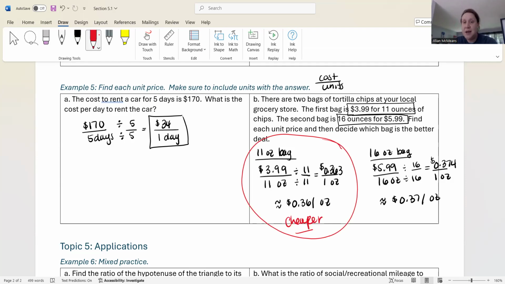So that is how you do a better buy comparison. Determine which one's the better deal. Just simply find the unit price and figure out which one has the lower unit price. Okay, so that is unit rates and unit price. And then last up, we'll just do a couple word problems and that'll be it for this section.